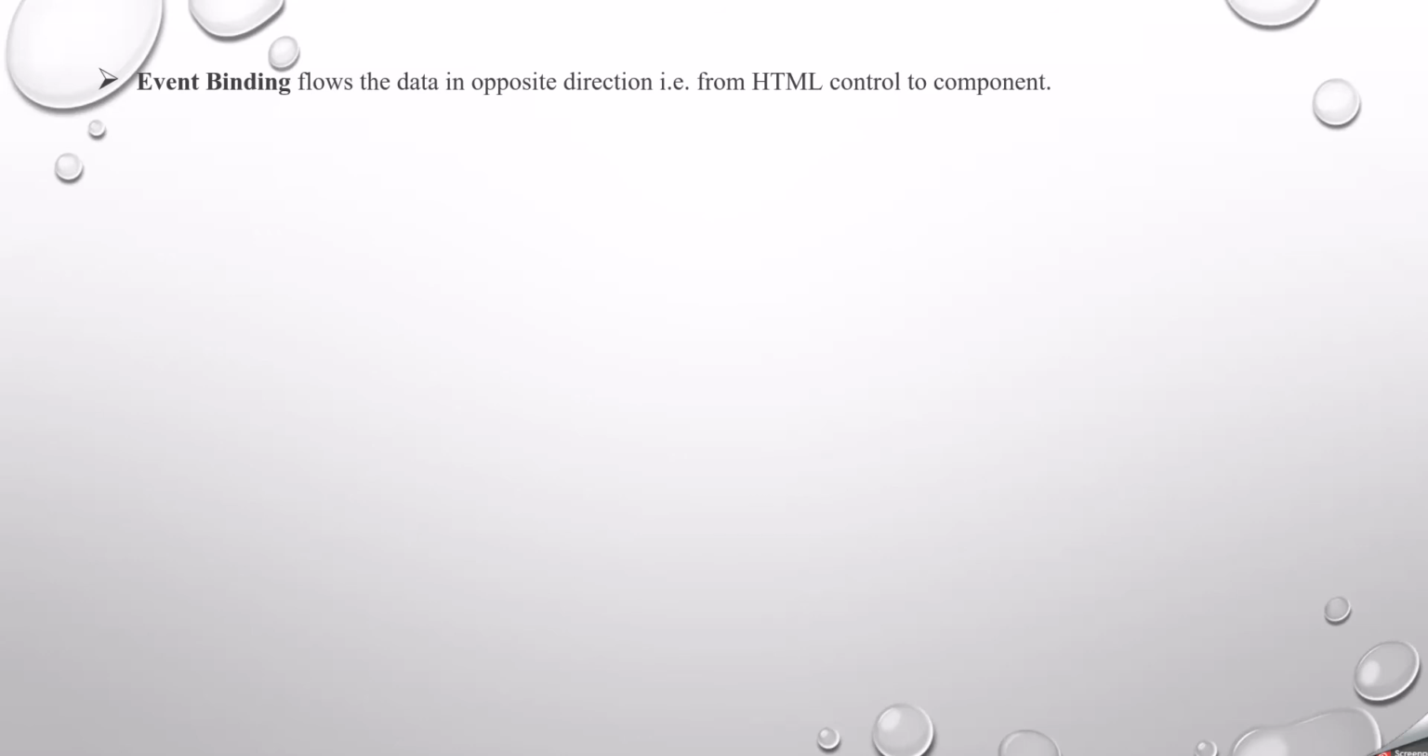Event binding flows data in the opposite direction, that is from the HTML control to the component. Before going to this point, I want you to understand what an event actually is. Let's compare it to real-life situations. When we are talking, working, or dancing, these are actions of a particular human being, and that action in turn is called an event.